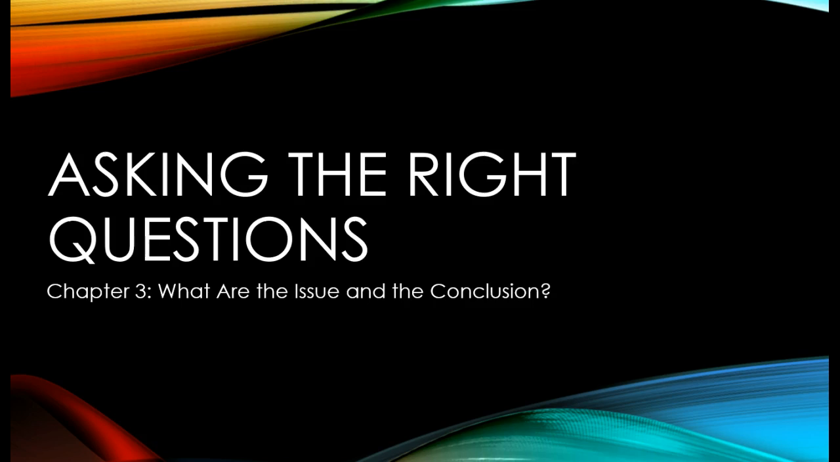It says, what are the issue and the conclusion? And this is really important when reading a text, that you will be able to identify the issue that the author is tackling and what their conclusion is. And as a writer, you must have an issue and you must have a conclusion when writing a college level paper.